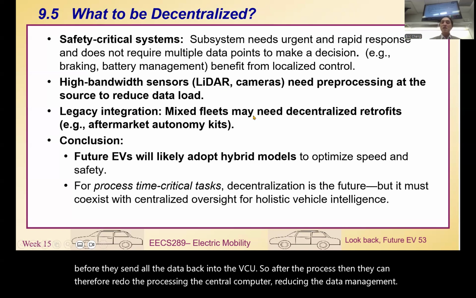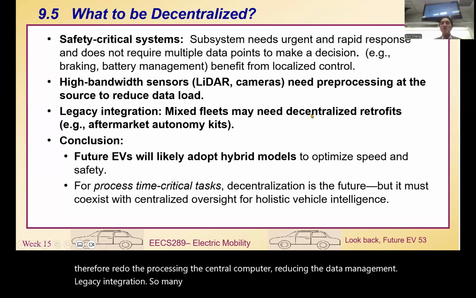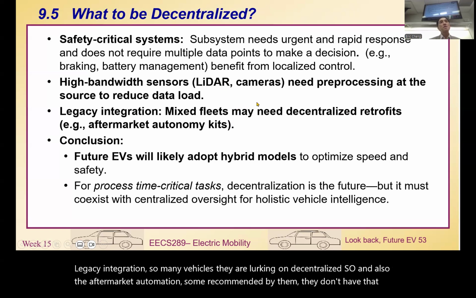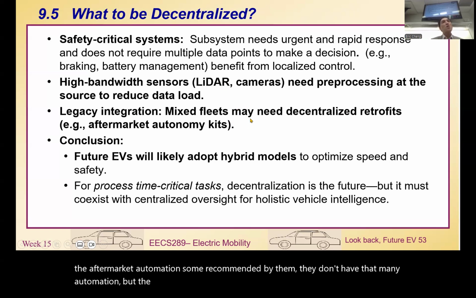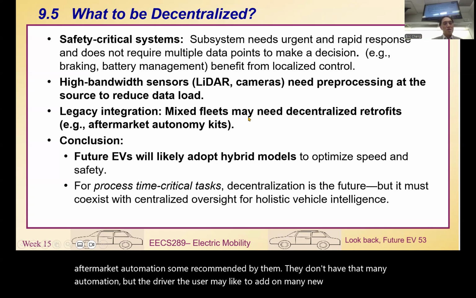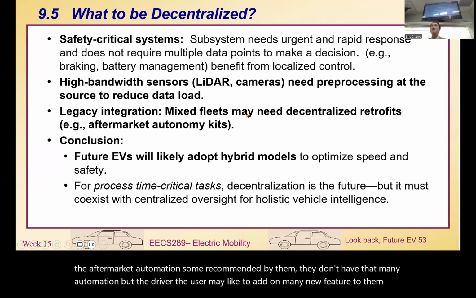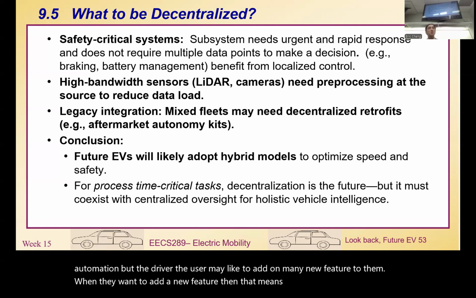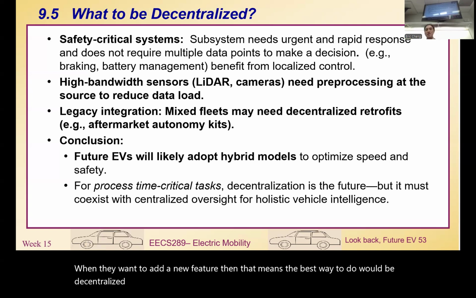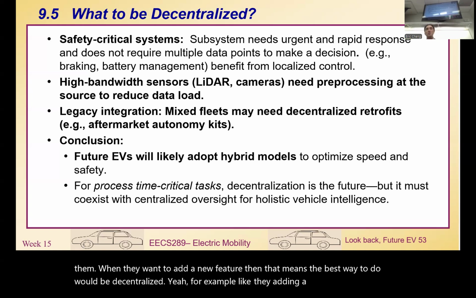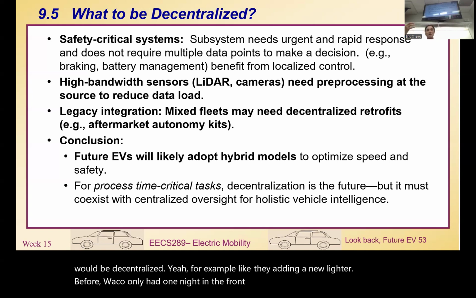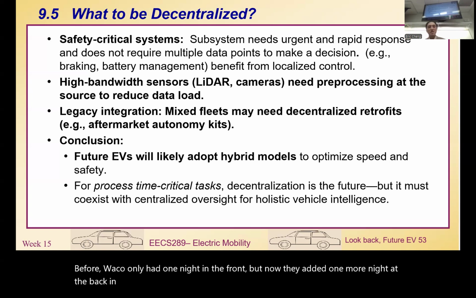Legacy integration. Many vehicles are already working on decentralized. And also aftermarket automation. Some vehicles, when bought, don't have that much automation, but the user may like to add many new features. When they want to add a new feature, the best way is decentralized. For example, they're adding a new LiDAR. Before, the vehicle only had one LiDAR in the front, but now they're adding one more at the back. In this case, that will be decentralized control. They can easily add one more LiDAR or many other sensors to do the job.